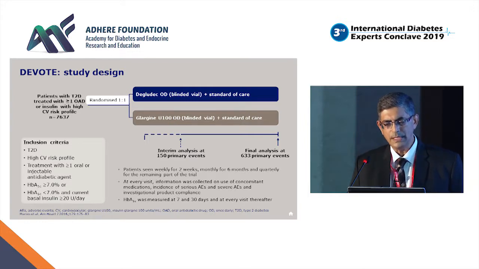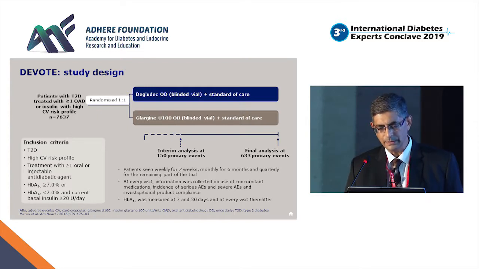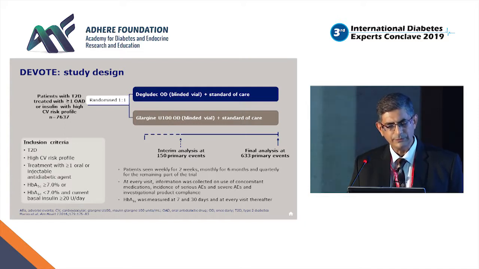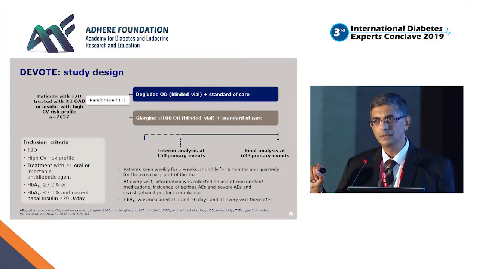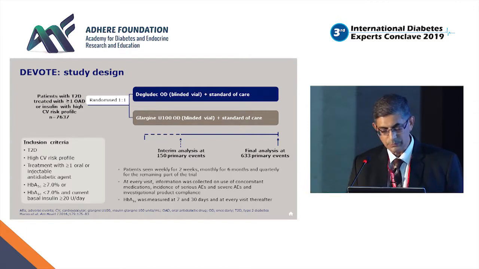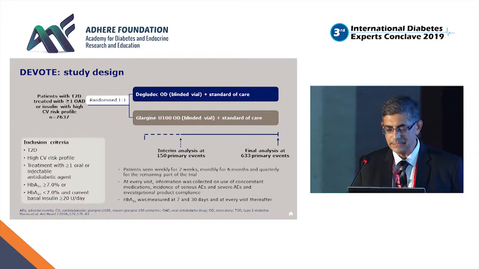And they looked at two arms. They looked at degludec once a day with standard of care against U100, very similar, and standard of care. And this was a 30-month trial. And what they found out, of course, this was seen in a CV risk population. So this was not really an asymptomatic population. These were patients who had a high CV risk. And they found that the time to occurrence of first adverse cardiac events were the same.